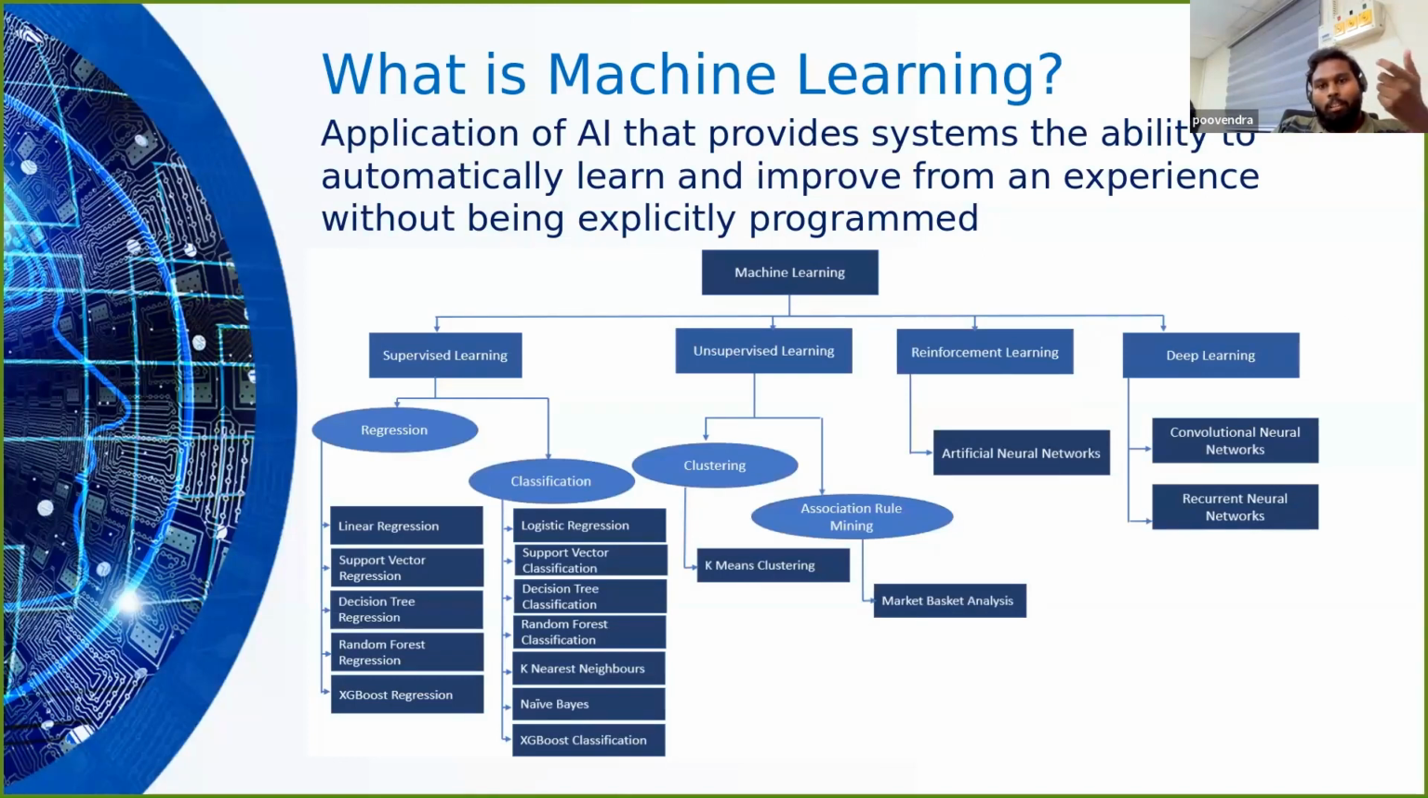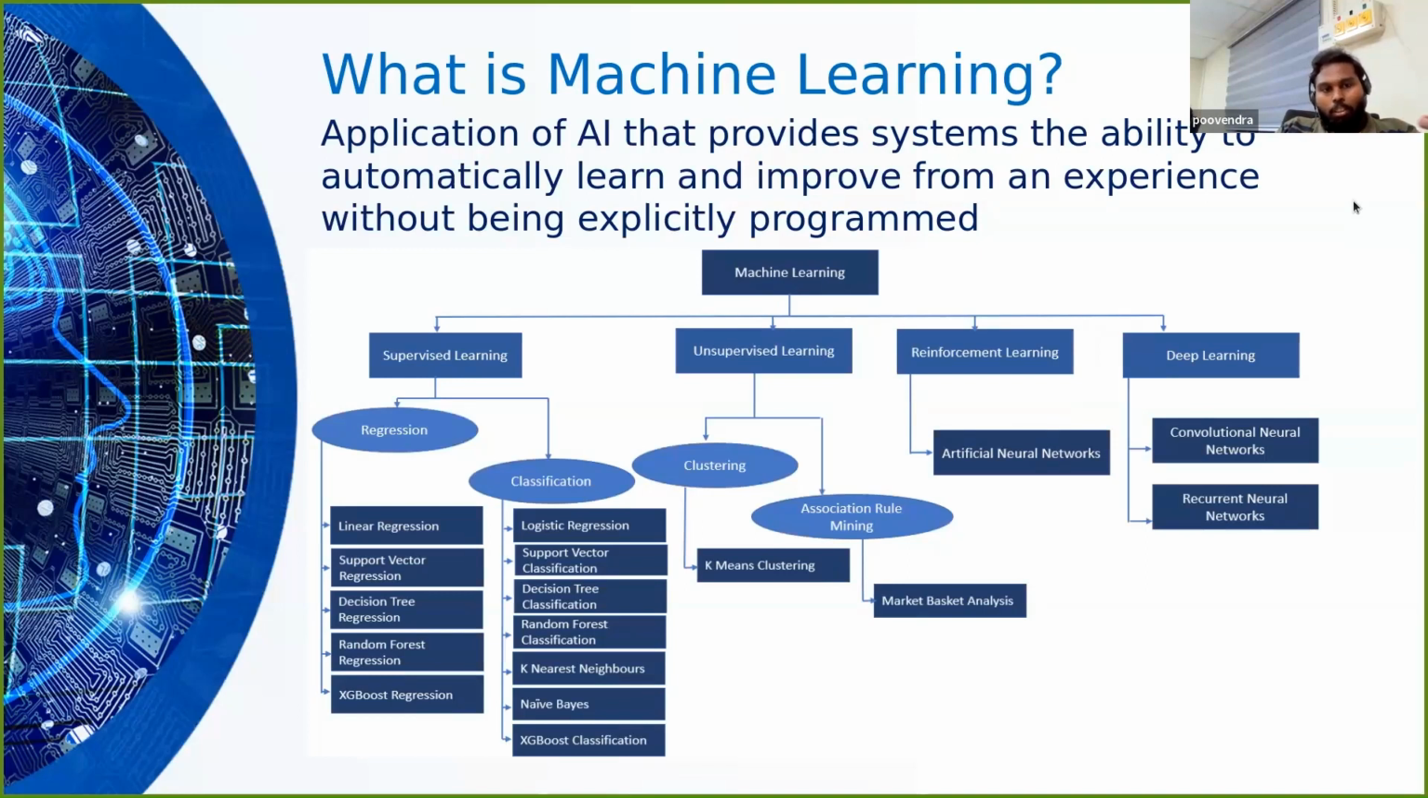If we look at the types of machine learning, we can categorize them into many types, but I'm grouping them into four categories. The first is supervised learning, the second is unsupervised learning, the third is reinforcement learning, and the fourth is deep learning. I will go into depth on supervised, unsupervised, and the rest.